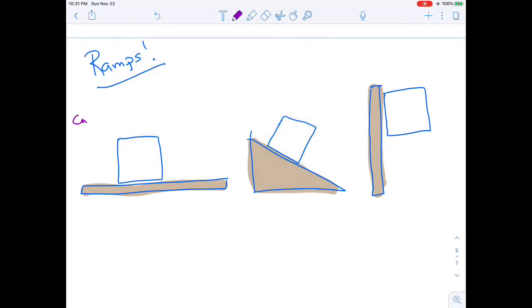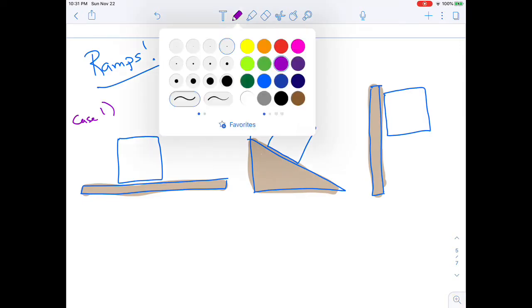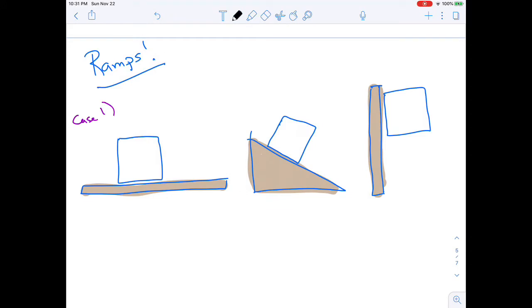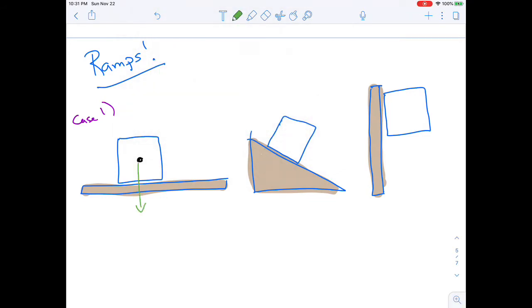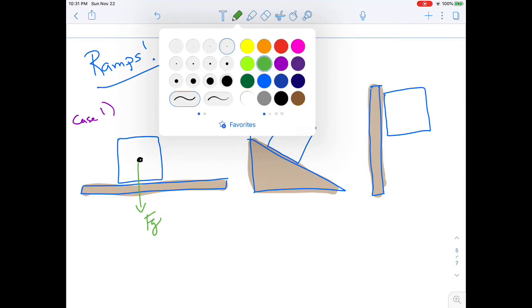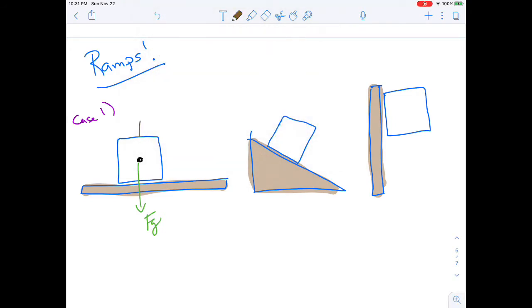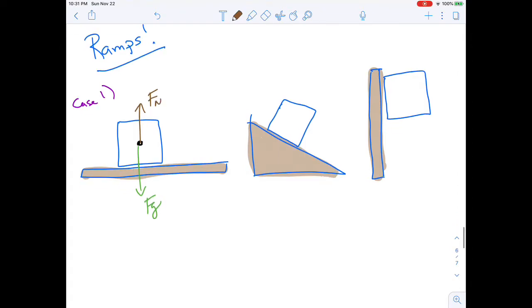here, case one, I have an object on a flat surface, and in this particular case, if I do the free body diagram, I hope it's easy to see that we have gravity pulling downward, and we have the normal force, which is the ground pushing back on the object. And in a lot of these cases, it's pretty easy to see that the normal force and the gravitation are going to cancel each other out, assuming we are just resting on the table, right?